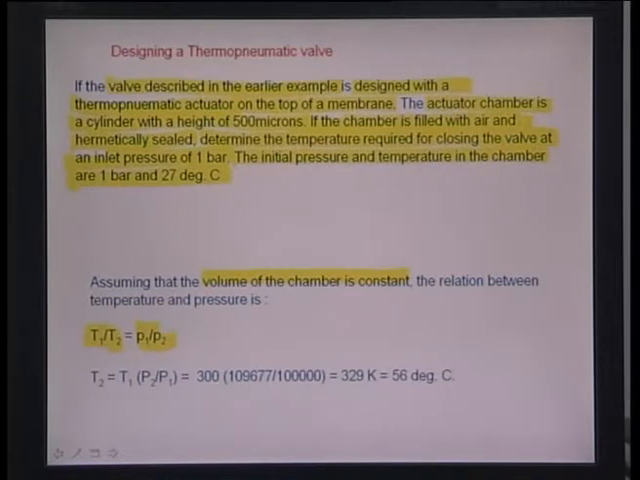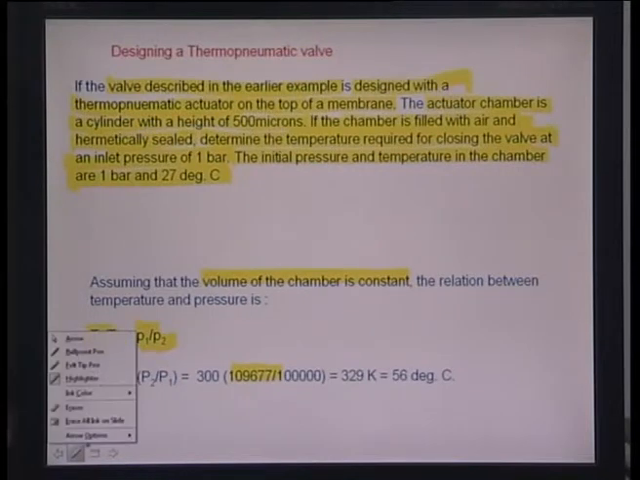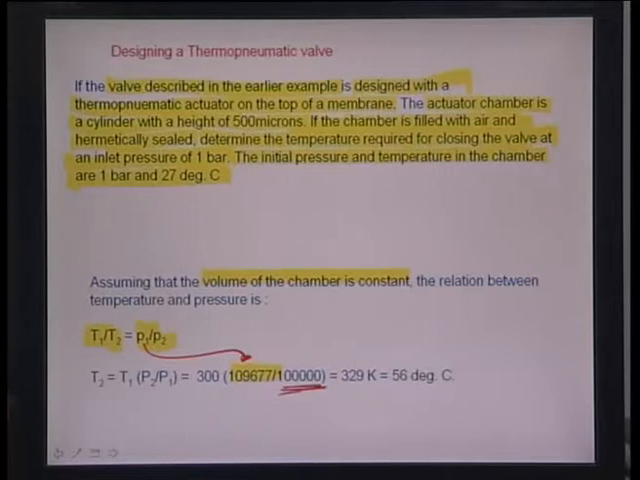Here, the inlet pressure is about 1 bar, and we found that the actuation pressure needed from the opening to the closing position is about 109,677 pascals. So this is the P1 which is needed, and the inlet pressure P2 is about 1 bar, which is about 100,000. Since 1 bar is at 27 degrees Celsius, corresponding to about 300 Kelvin, we find from this relationship that T2, the temperature required for the pressure to be 109,677 pascals, is about 329 Kelvin, which is close to 56 degrees Celsius.